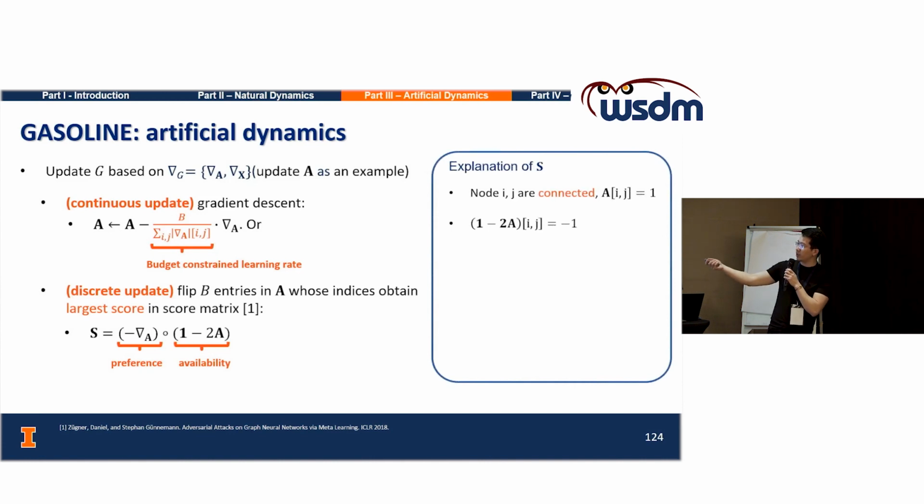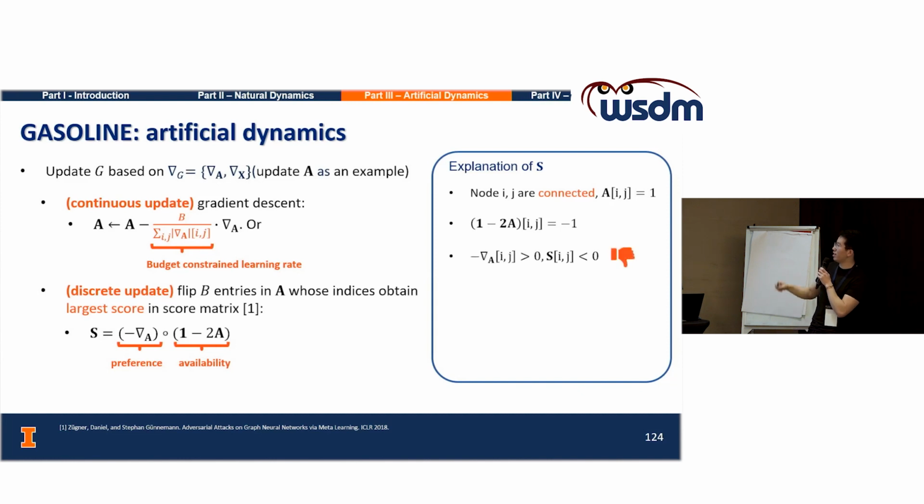The score matrix is the Hadamard product between two matrices, which are the preference matrix and the availability matrix. And assume that in the given graph, node I and node J are connected. So their entry in the adjacency matrix is equal to 1. And we can see the availability matrix will show that its entry is -1. That is because the availability matrix is equivalent to 1 minus 2 multiplied by A, right? So if Aij is 1, then the corresponding entry in the availability matrix will be -1, right?